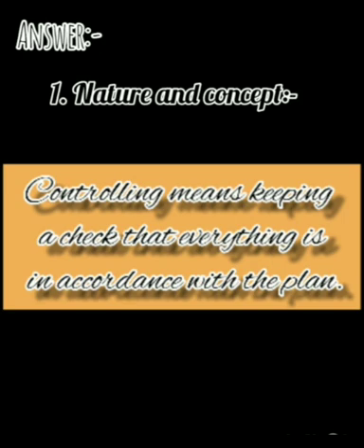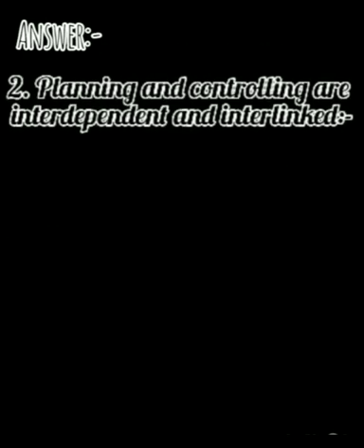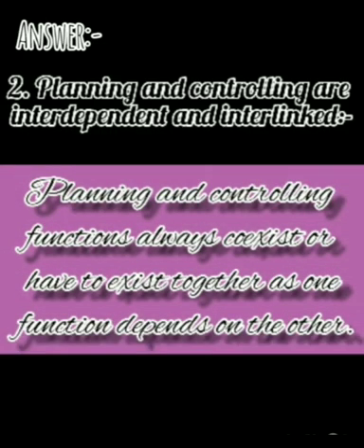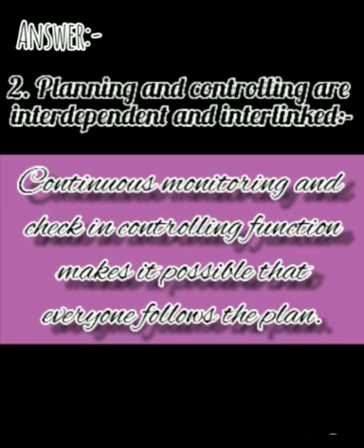Controlling means keeping a check that everything is in accordance with the plan. Point number 2: planning and controlling are interdependent and interlinked. Planning and controlling functions always coexist or have to exist together as one function depends on the other. Continuous monitoring and check in controlling function makes it possible that everyone follows the plan.